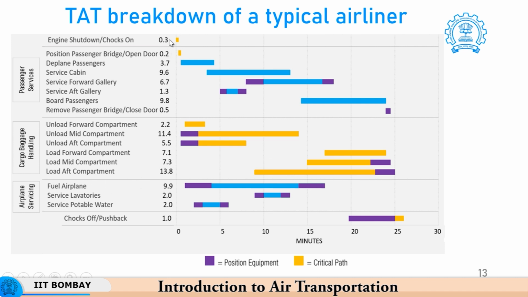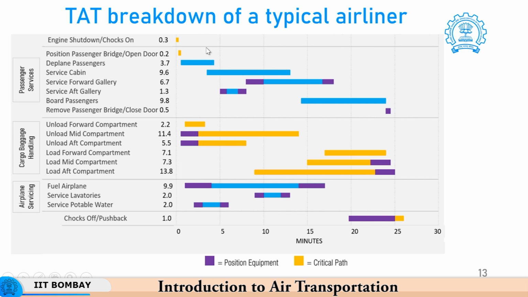The numbers here are approximate time in minutes that is required for carrying out these individual activities. We notice that the largest time is consumed by unloading the mid compartment, deboarding the passengers, and also boarding of the passengers and servicing of the cabin, plus fueling of the airplane. So, these activities, which are approximately 9-10 minutes each, are happening in parallel.